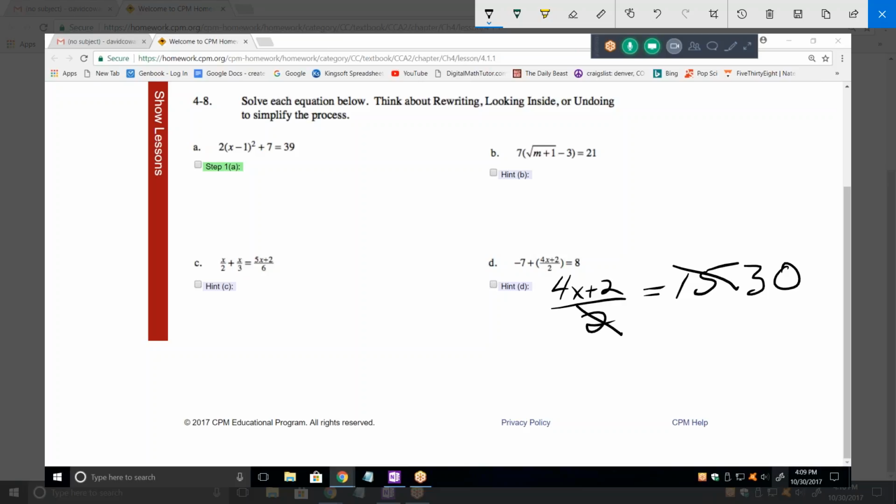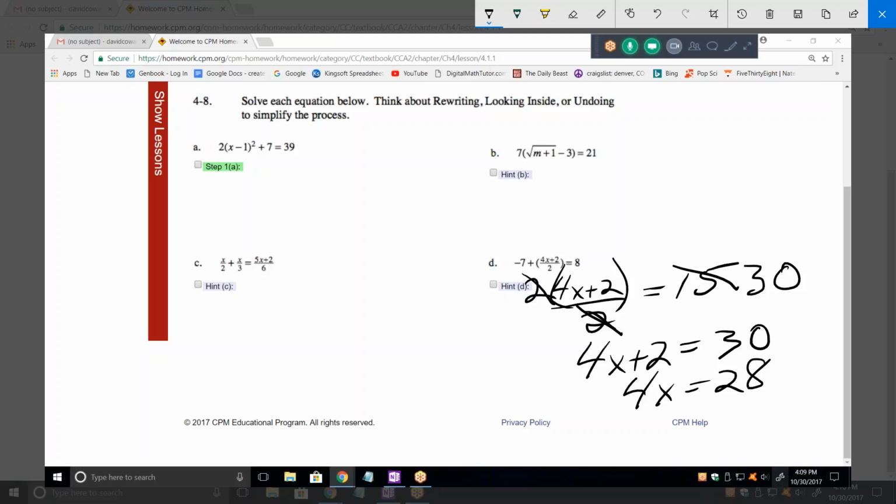No. When I multiplied it by 2, all it did was get rid of that denominator. That's why I multiplied it by 2. In other words, I multiplied it by 2, but that 2 canceled with that 2. Leaving me with 4x plus 2. So here's where I'm at. 4x plus 2 equals 30. So subtract 2. 4x equals 28. And then divide by 4 on each side. There's your answer.